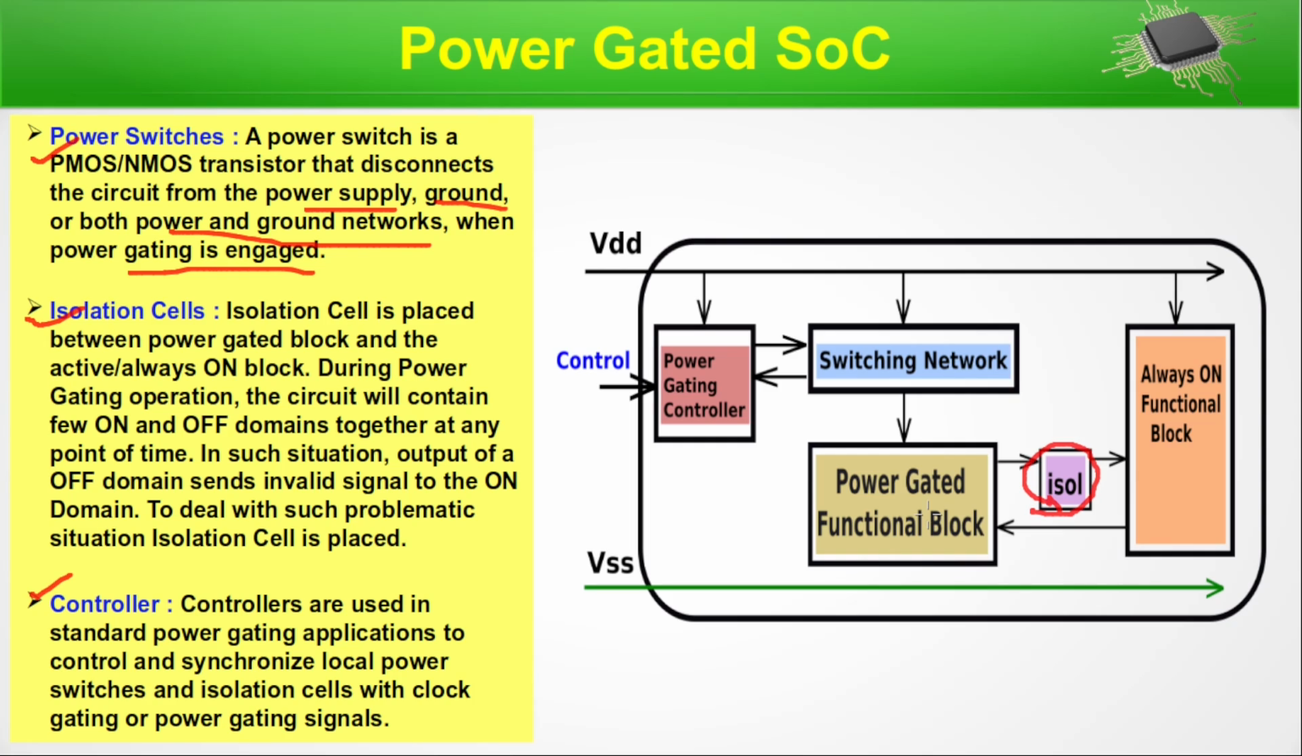And once done, again we can power gate that functional block, so that which block comes out of sleep and goes to active mode, and which block has completed its function, let's send it to sleep mode again. That kind of controlling is done by the controller. So these are the basic parts of a power gated SOC. We are done with this slide. We will move to the next slide.